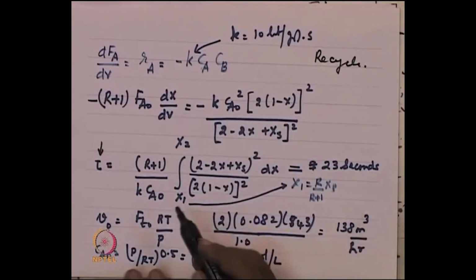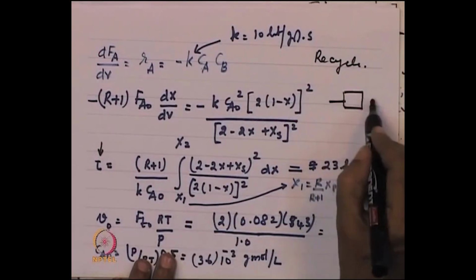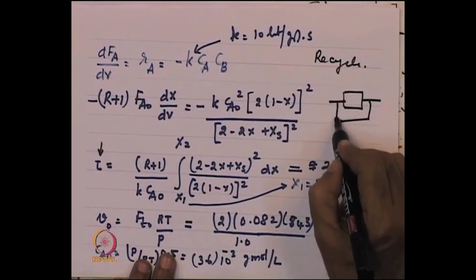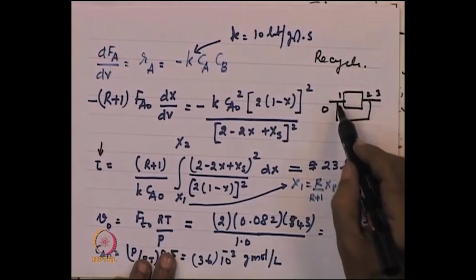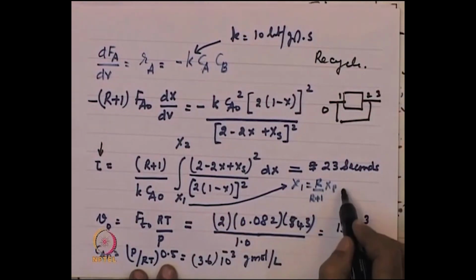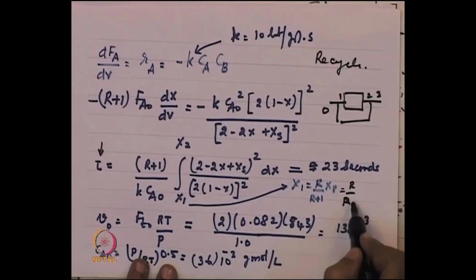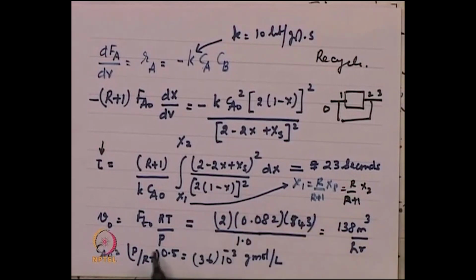Notice here that x1, see our recycled reactor looks like this, okay, where this is 0, this is 1, this is 2 and this is 3, and we have shown already that x1 is r/(r + 1) x2, okay. We know we have shown all that. Therefore, we can do this integration. I have put in all the numbers.